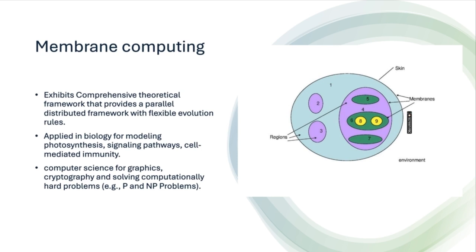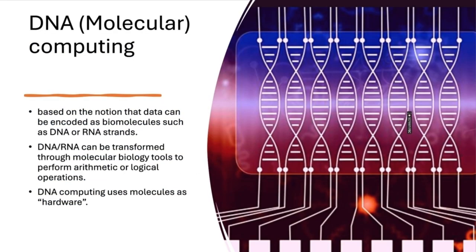Membrane computing also provides a wide range of uses in computer science, such as for graphics, cryptography, and solving NP problems. DNA computing is based on the notion that data can be encoded as biomolecules such as DNA and RNA strands. They could be transformed through molecular biology tools to perform arithmetic and logical operations. So you could think of these strands as memories, and they're altered using CPU-like tools that perform operations on them.